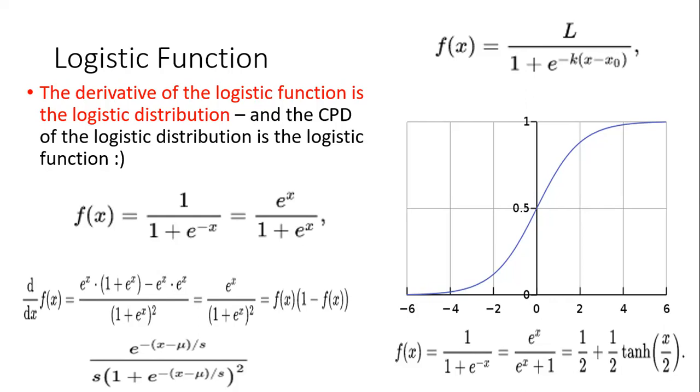Okay, so I've written both these things together. Currently I'm not able to link these two up, but just remember them separately. If I take the derivative of the logistic function, I will get a normal curve. And if I take the cumulative density function of the logistic distribution, I will get the logistic function.